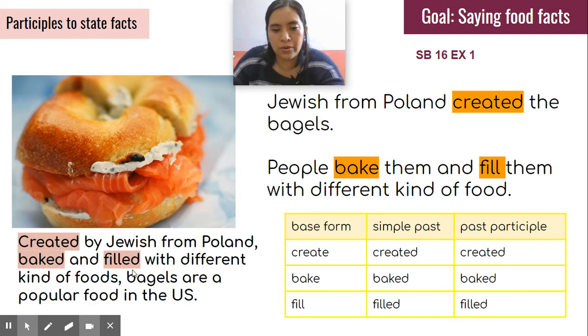Created by Jews from Poland, baked and filled with different kinds of foods, bagels are a popular food in the US. As you see, I am using the words I selected, but in the past participle form, to make a description. They are not working as verbs, they are working as adjectives because we are describing things by using these words. But it is important that you use the past participle form to make this description.